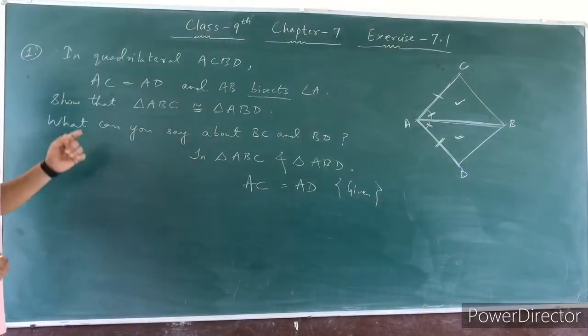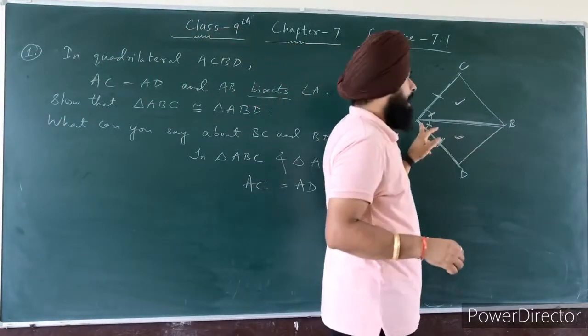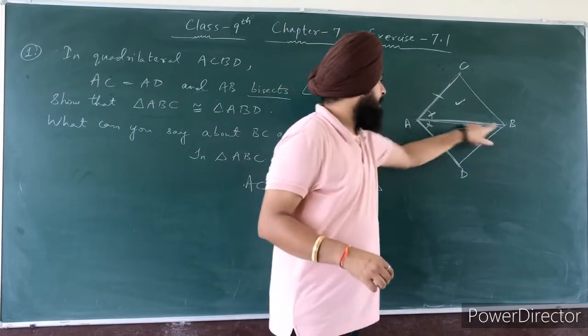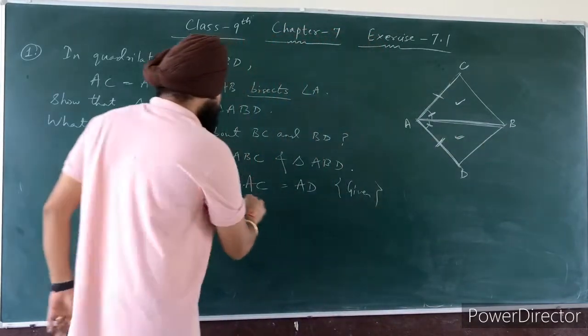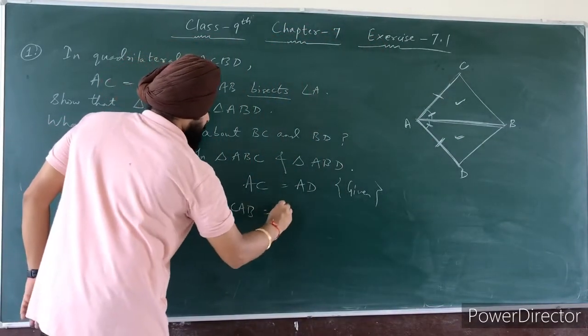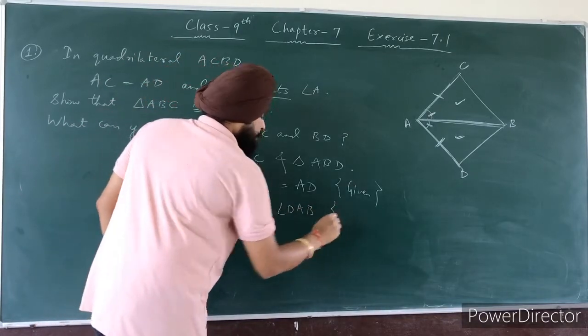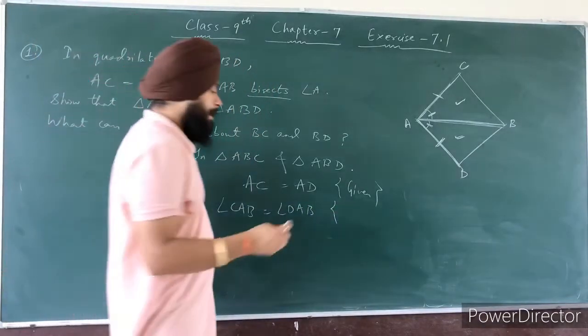The second is this AB side bisects the angle A. That's why angle CAB is equal to angle DAB. So you can write here angle CAB equal to angle DAB. So what is the reason? AB bisects angle A.